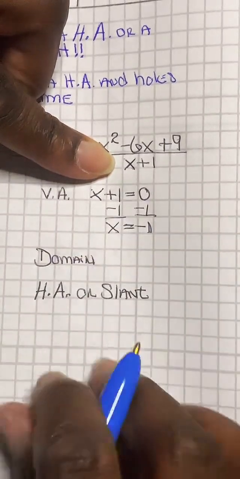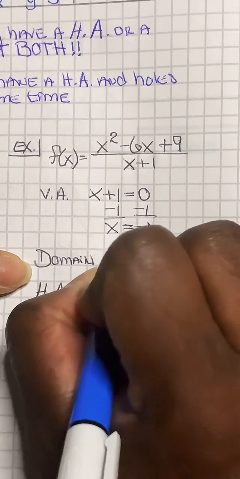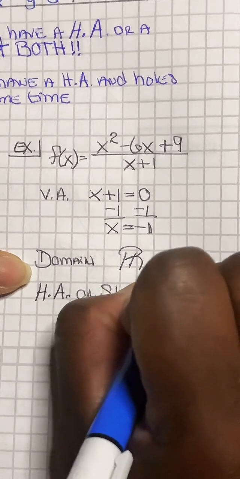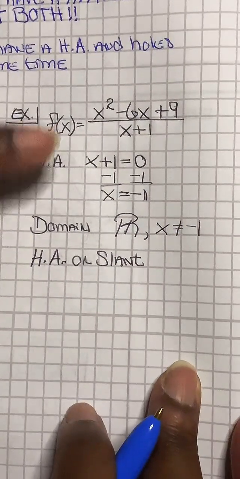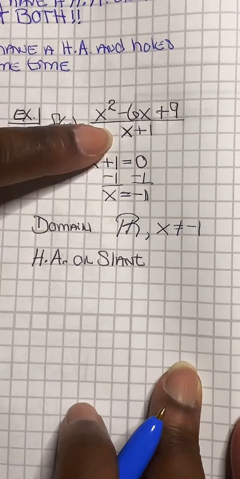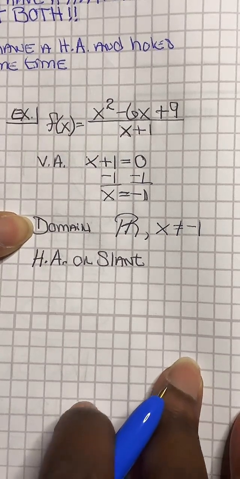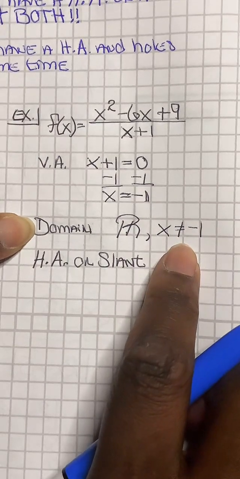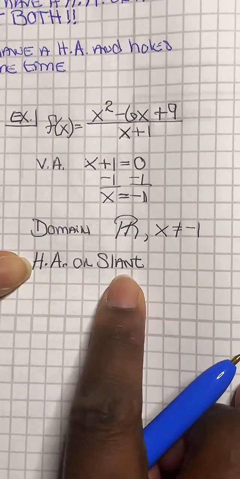So we're saying that my domain can be all real numbers except for -1. What would make our denominator equal 0 is going to be that restriction that we have for the domain. So it could be anything else except for that. Okay, now horizontal asymptote or slant.